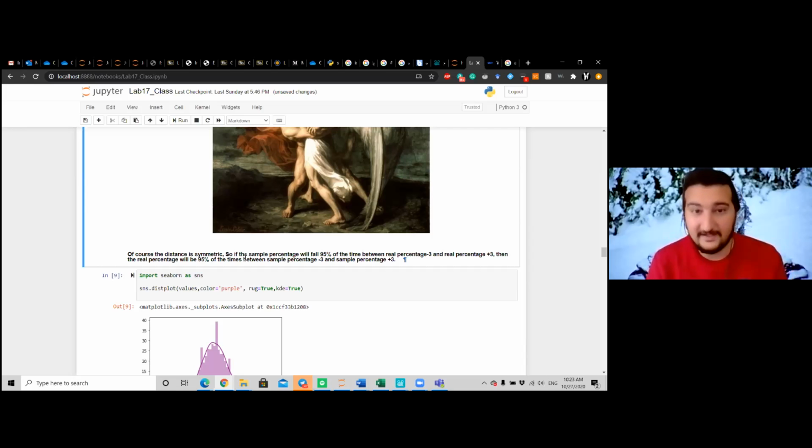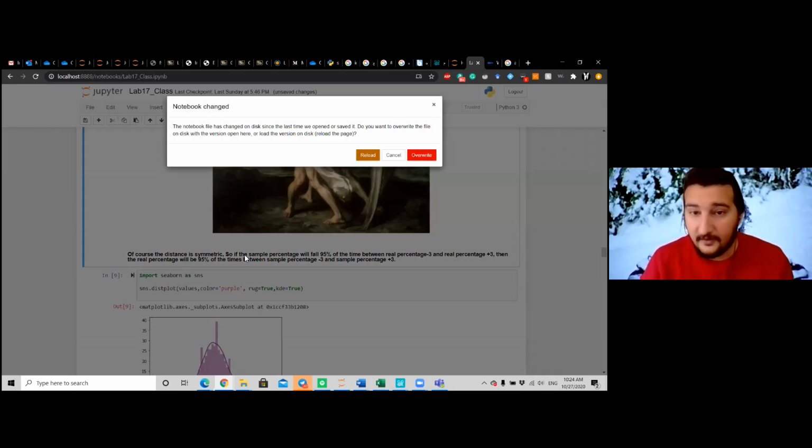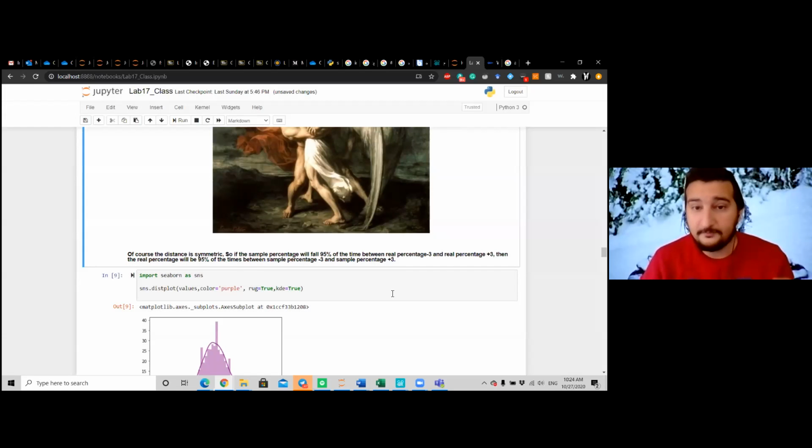So let's read that again. If the sample percentage will fall 95% of the time between real percentage -3 and real percentage +3, then the real percentage will be 95% of the times between sample percentage -3 and sample percentage +3.